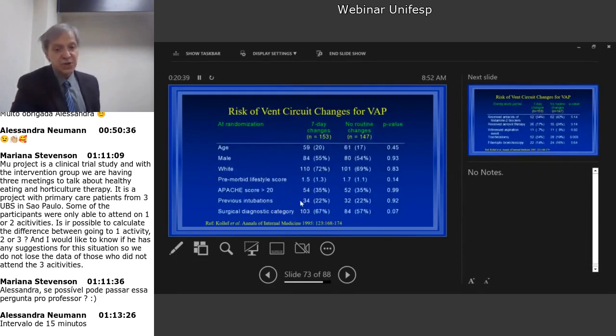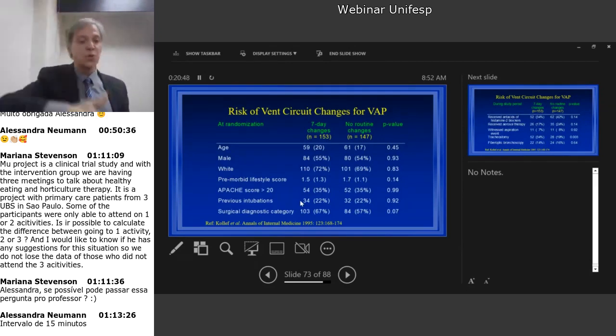This is a risk of vent circuit change for VAP. Okay. At randomization, this is table 1, folks. Remember table 1? Table 1 is the one where you show how people in one group differ from the other group. So you have the 7-day change, no routine change, and you have your p-values for change over time. This is published by Kolev, Annals of Internal Medicine: previous intubation, age, male, white, premorbid lifestyle score, Apache score, that means how severe the patient is hospitalized with these conditions. At randomization, previous intubation. You can see that both groups are very similar for any of these characteristics that would affect the outcome of interest.